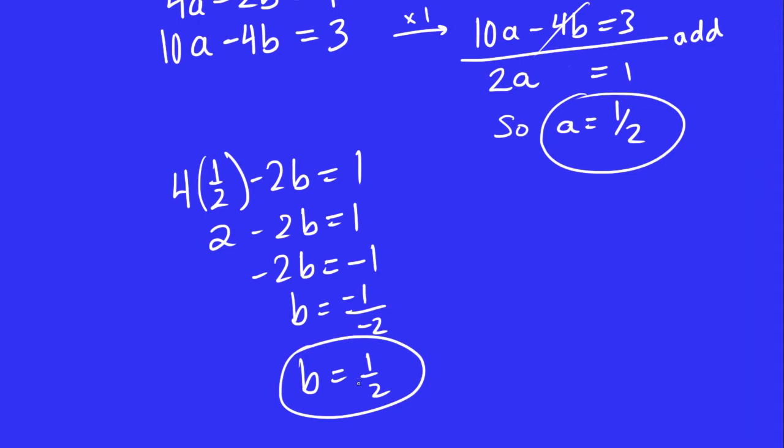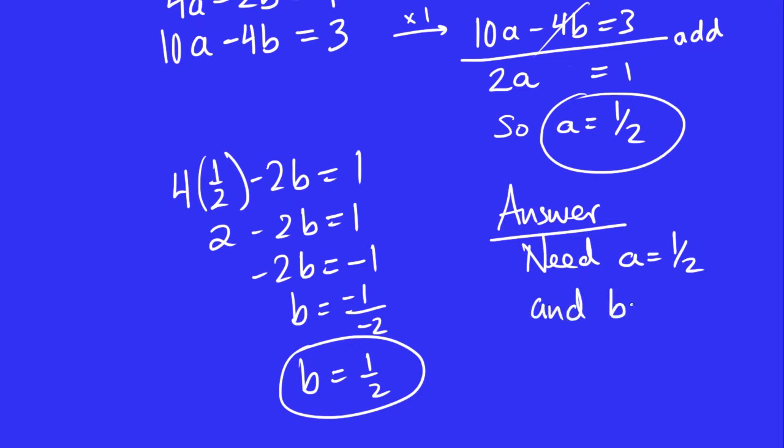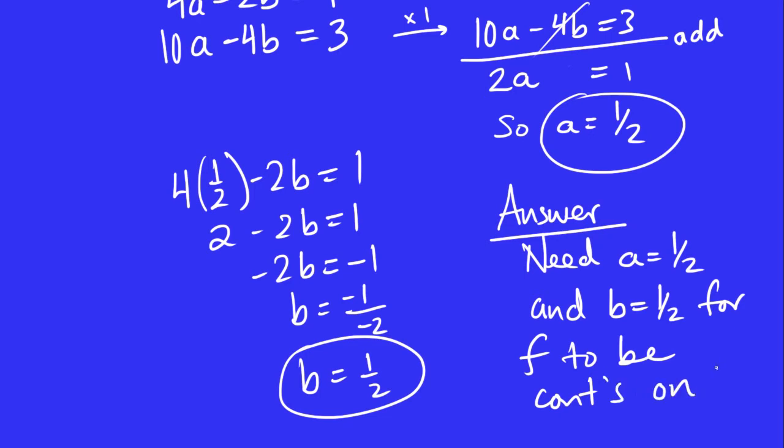Those are our two answers, okay? So we finished this problem. So this is our answer, okay? We need a equals 1/2 and also b equals 1/2 for f to be continuous everywhere. Or in other words, on R. So I hope that makes sense. That's the answer for this one.